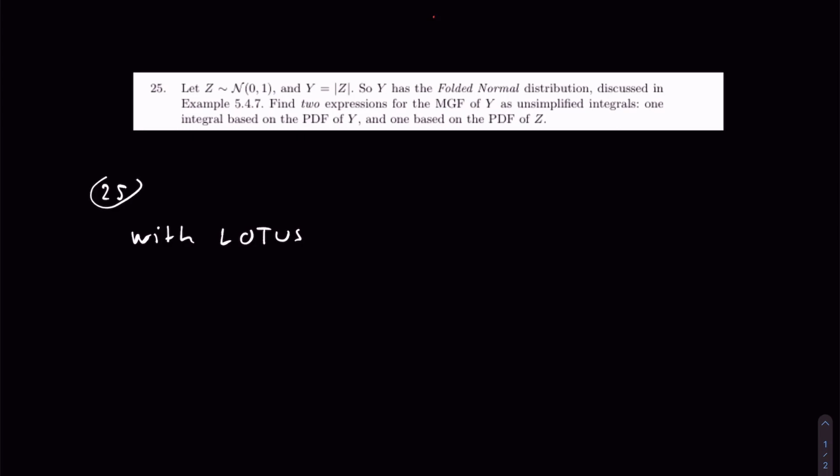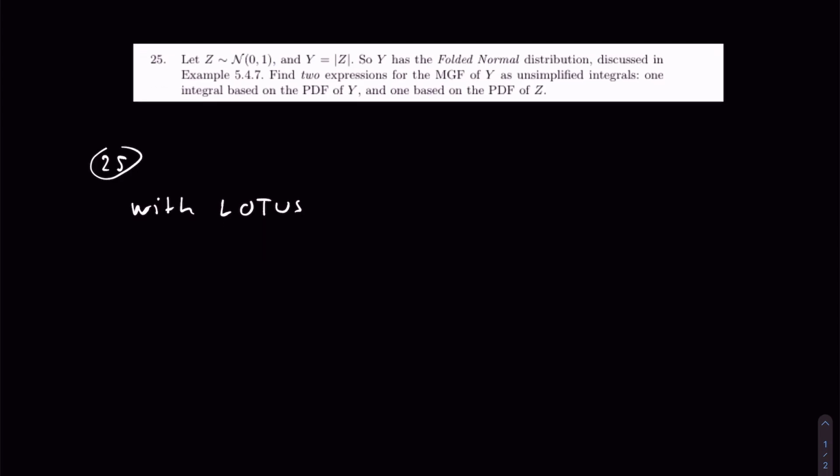Okay, so this then means that we can just state the definition of the MGF of Y, which is the same thing as the expectation of e to the tY. This equality is by definition, just by definition of the MGF. This is the definition of Y. So this gives us the absolute value of Z, like this.